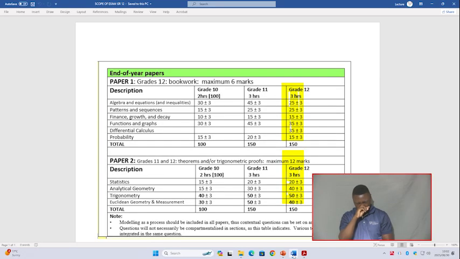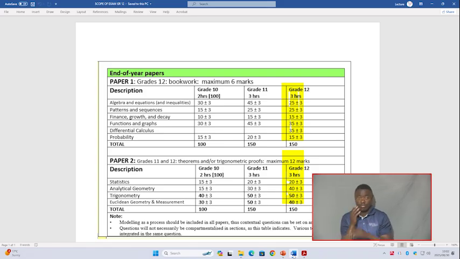Right, good morning, everyone. Today I'm just going to give you the scope of the work for the September exam as well as the final exam in November. And then we're going to do grade 12 statistics. All I want to emphasize is the achievables in each section of work.